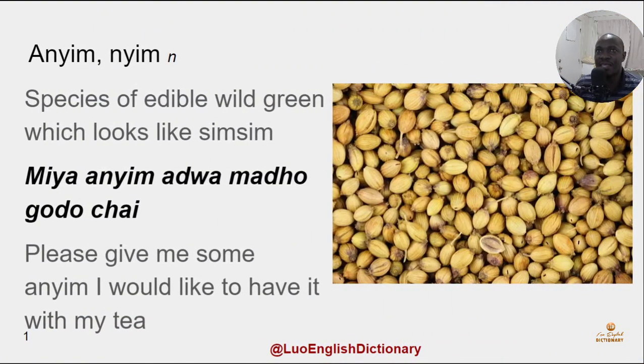Anyim is a species of wild green which looks like sesame seeds. In an example you can say, Mia anyim adwa madho godo chai. Anyim and simsim are almost similar.